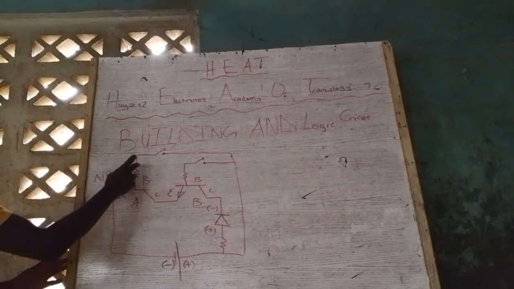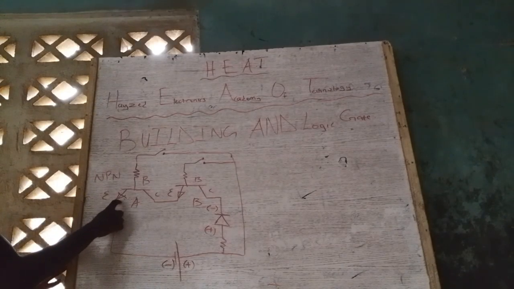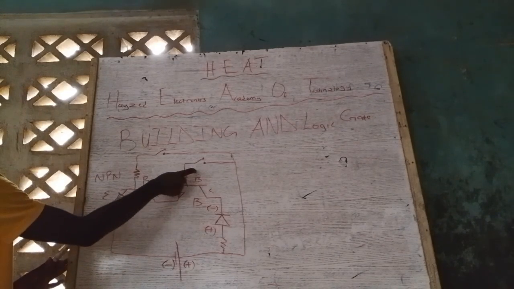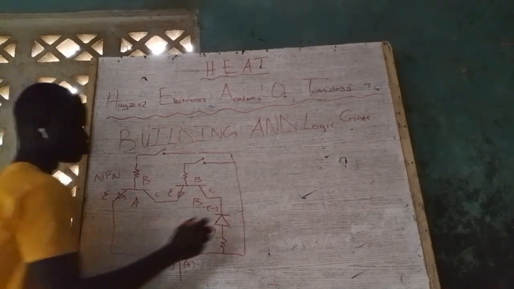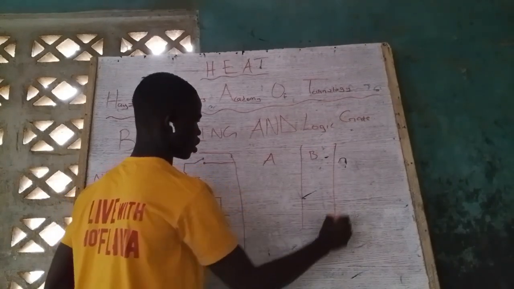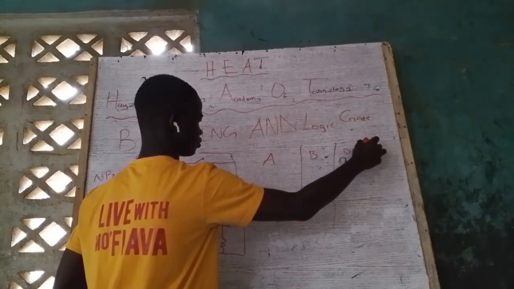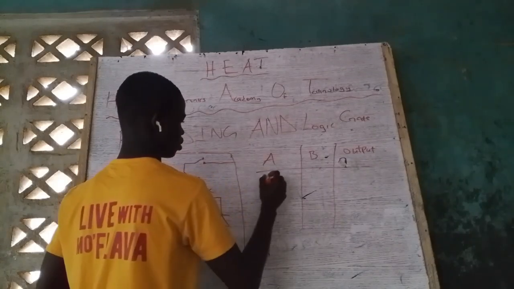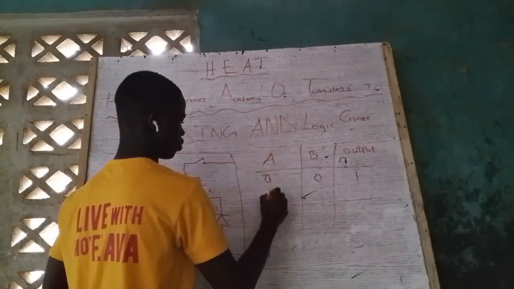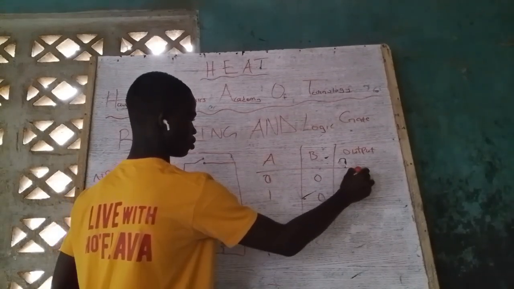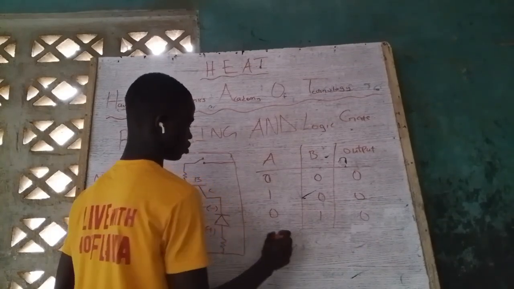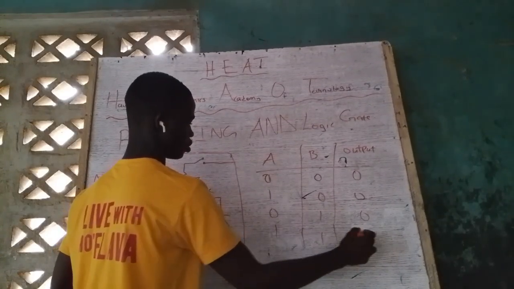As I said earlier, once this one turns on, this negative is going to flow from here to here, and flow from here to here if this one also turns on. And this is the truth table. A, B, output. 0, 0, 0; 0, 1, 0; 1, 0, 0; 1, 1, 1.